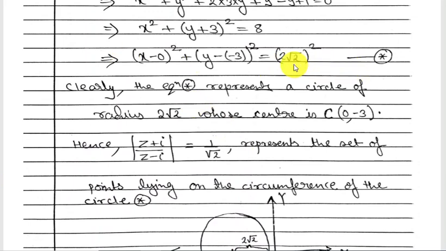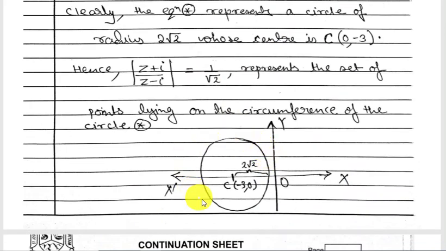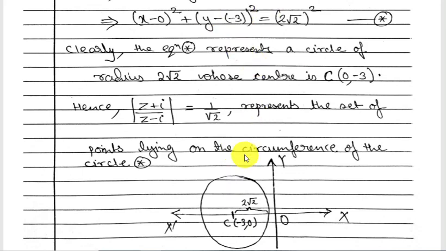So that means here the equal to sign is there. So whatever points, all those points on the circumference of this circle, will satisfy this expression. So from here we conclude that all the points on the circumference of this circle will satisfy this expression, this equation. Understood?